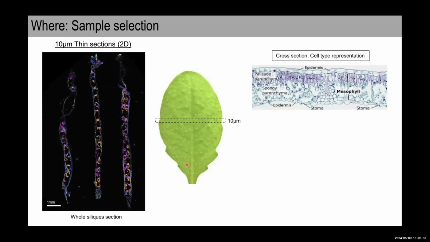And just using the leaf as an example, if we were to take a 10 micron section of a leaf, and we were to look inside, what we'd see is that there's a variety of different cell types and cell layers.